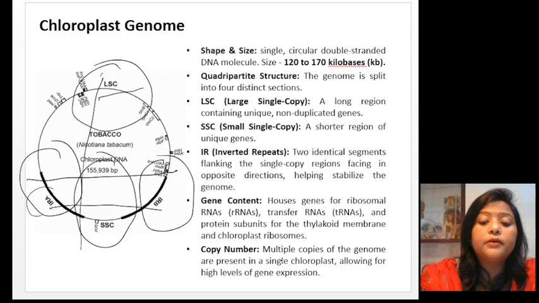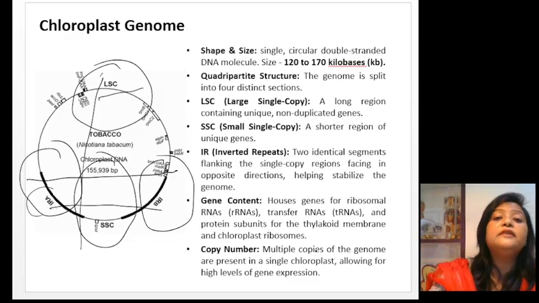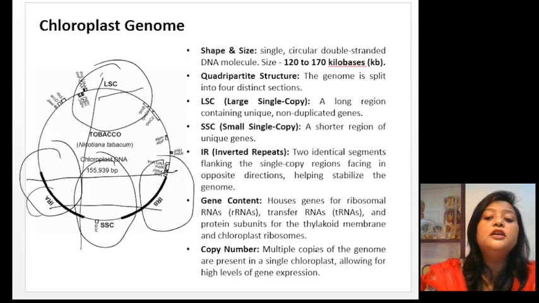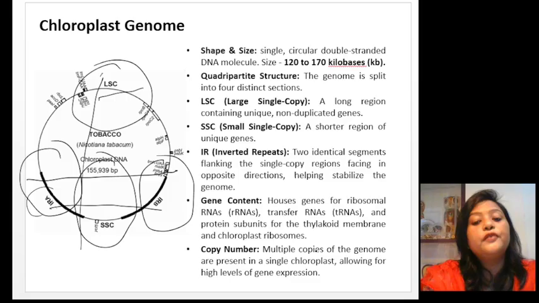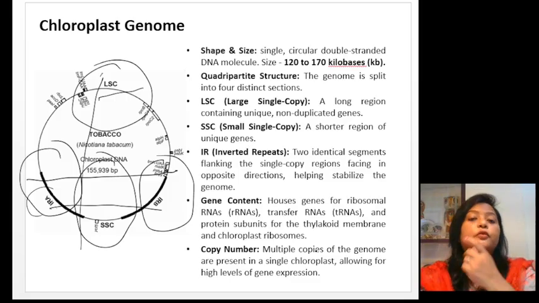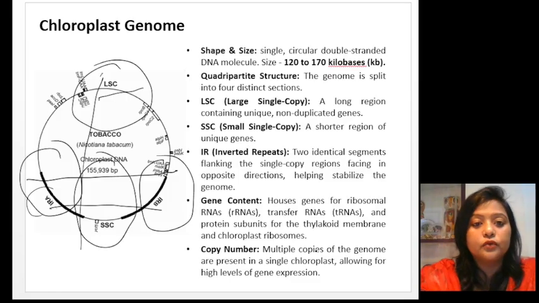Now, copy number. Multiple copies of the genome are present in a single chloroplast, allowing for high levels of gene expression. Since there are multiple copies, the gene expression is also very high. All right. So this is about the chloroplast genome. I hope you have taken the notes.